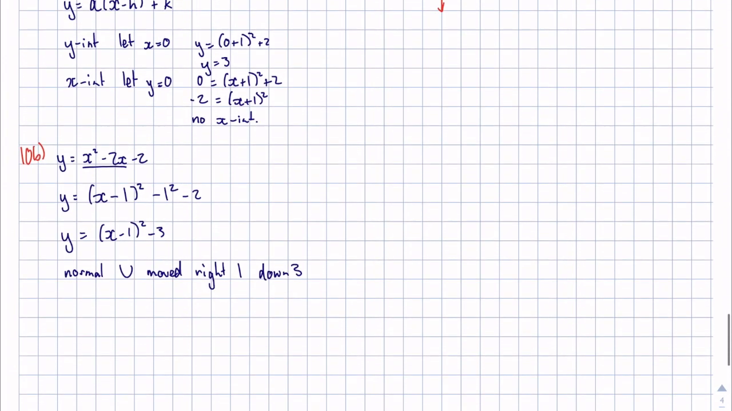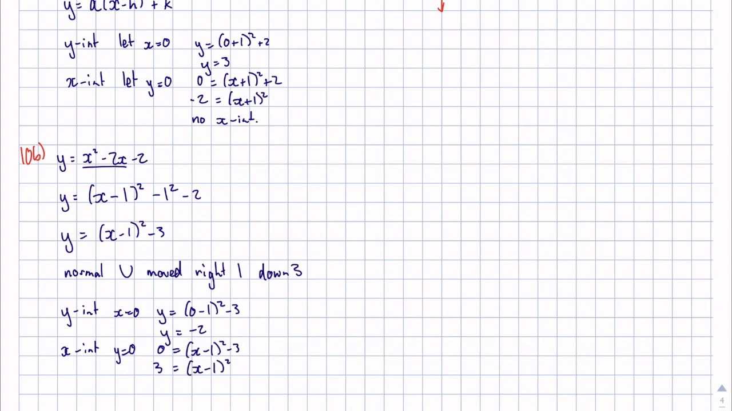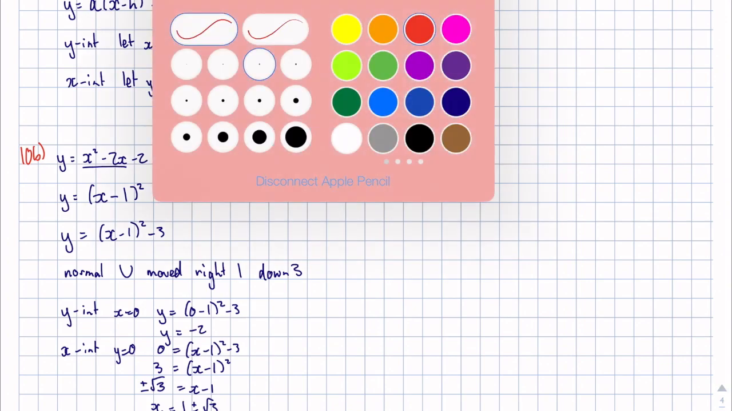If we wanted to know our intercepts, for the y-intercept x equals 0, so y equals 0 take 1 squared take 3, so y equals negative 2. For the x-intercept y equals 0, 0 equals x take 1 squared take 3, 3 equals x take 1 squared, plus or minus root 3 equals x take 1, so x equals 1 plus or minus root 3. We're not drawing it that accurately.